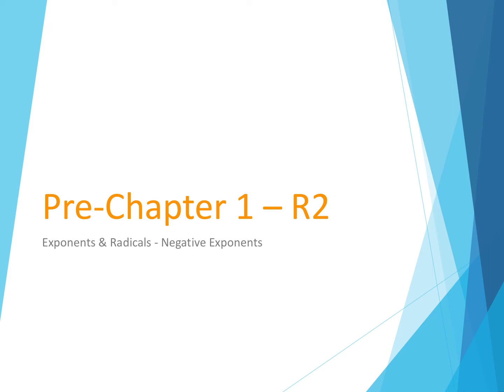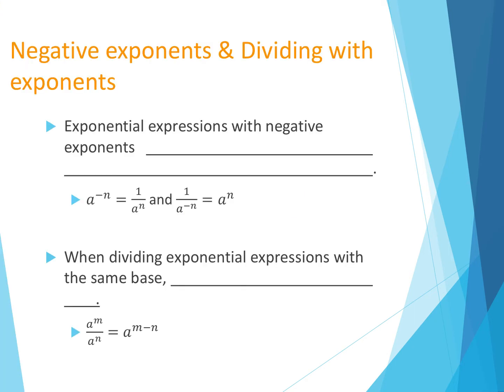Alright, so today we're going to do pre-chapter 1, R2, so the second review. It's going to be on exponents and negative exponents. So kind of continuing on what we did in R1, but we're going to include negative exponents here. So we have negative exponents and dividing with exponents.